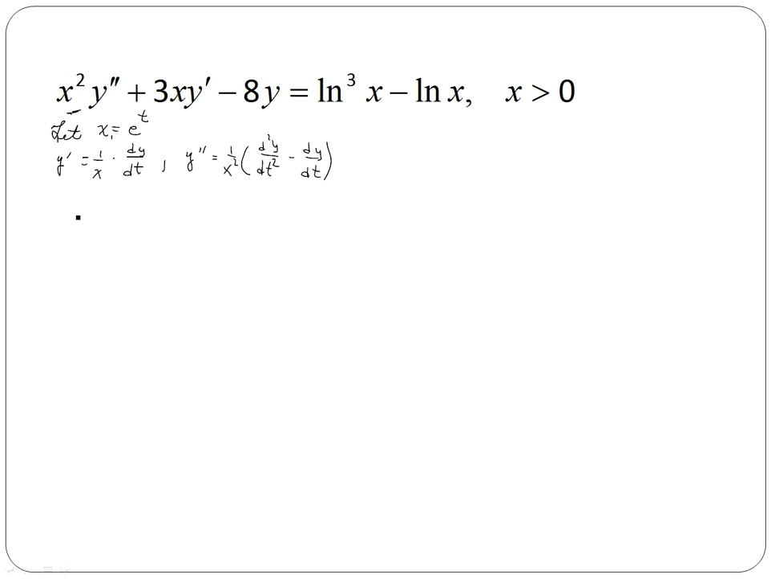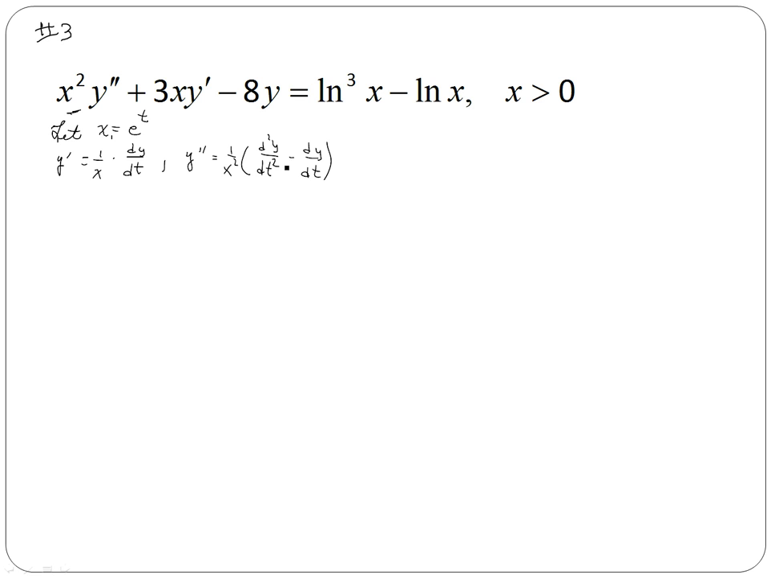Here's number 3, the alternative method, when you let x equal e to the t, and then compute your derivative and your second derivative, just like in question number 2. This is question number 3.